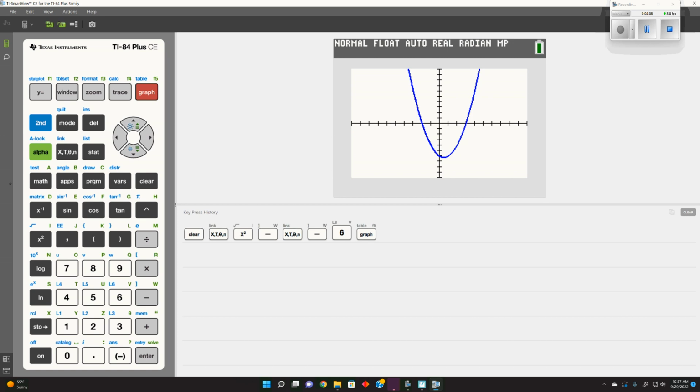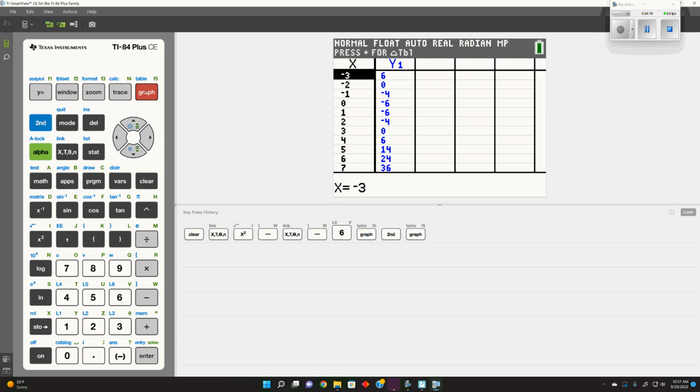Now, if we look above graph, what does it say in blue? Table, because y'all have made tables before with x and y values. So what we can do is hit second graph, and it pulls up a table. And again, what are we looking for? We're looking for the x values that make y be 0. We're looking for what value of x will make this function be 0. So at -2, the y value is 0, and at 3, the y value is 0.